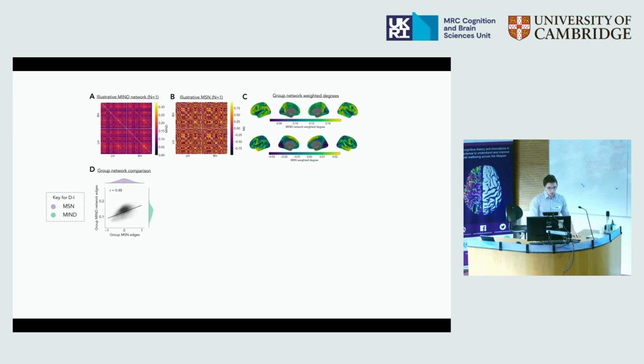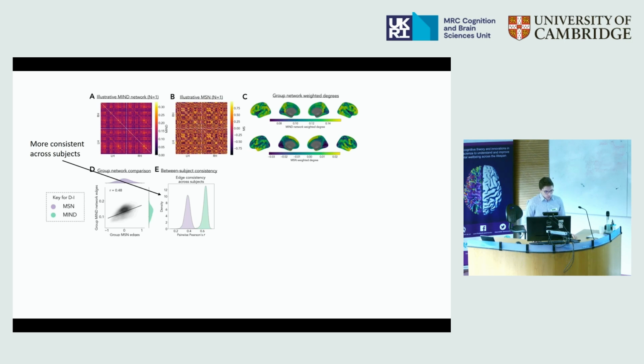At the group level, as we would expect, if you just correlate the edges of the group level MIND and MSN networks, they're correlated with each other, as you'd expect, because they're both estimating similarity. But when you map back to the individual level and see how similar these networks are between participants, using about 10,000 scans from the ABCD data set, MIND networks are much more consistent across subjects.